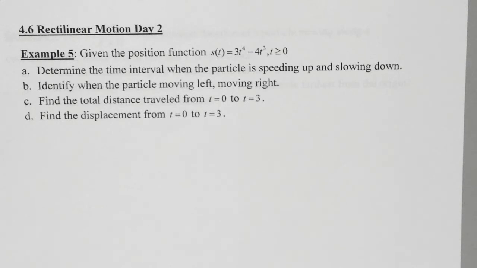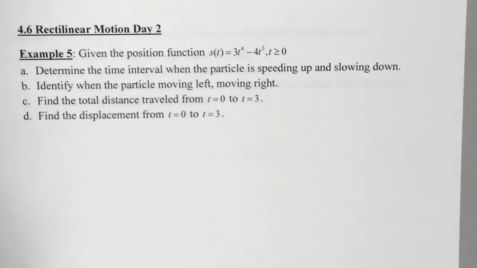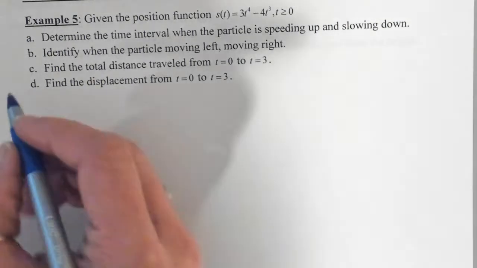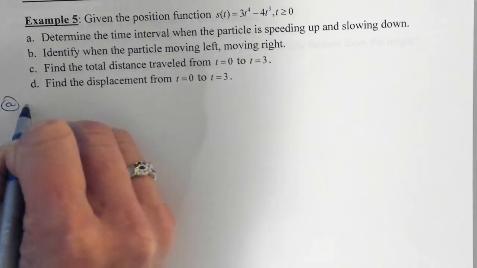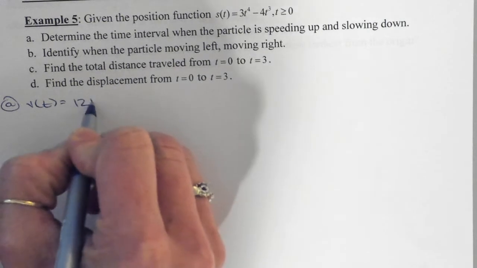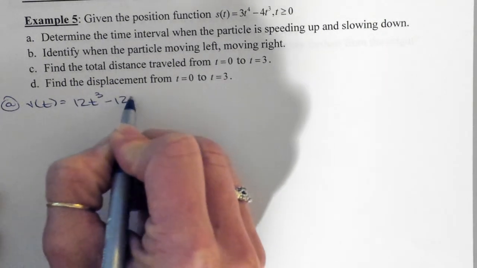Okay, let's see how far we've gotten here. All right, so the first thing that we want to do is determine the time interval over which the particle is speeding up and slowing down. What do we need to do those two things? Yep, first and second derivative. Okay, so in part A, we need the velocity. So what's the velocity function? 12t cubed minus 12t squared.